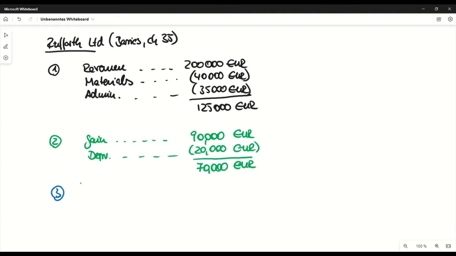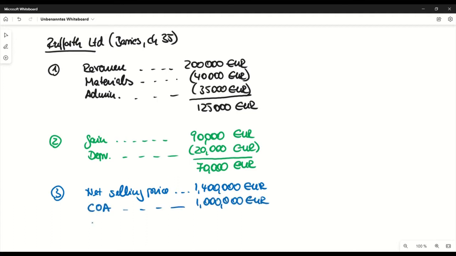Now the third source of income is the disposal of a building. It is a building the company is renting out. The net selling price for the building is 1.4 million. The cost of acquisition of this building were 1 million. We further have to consider that the company depreciated the building, so the accumulated depreciation will be 40,000. Now we see that the company obviously rented out the building for 2 accounting periods.